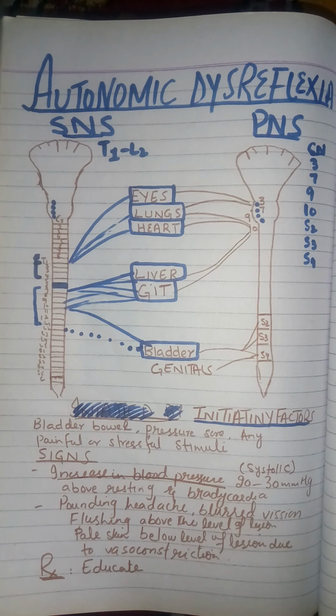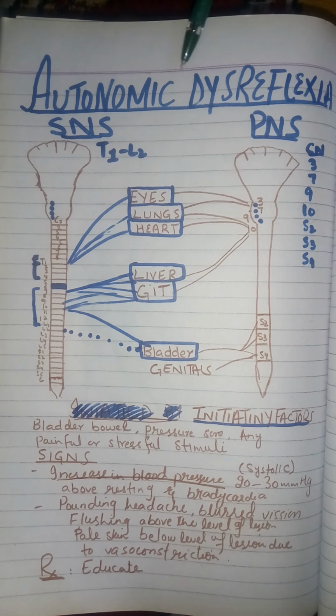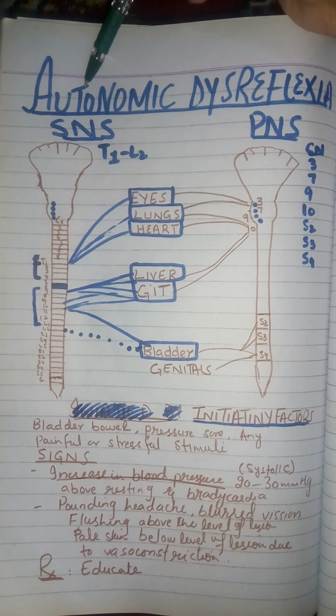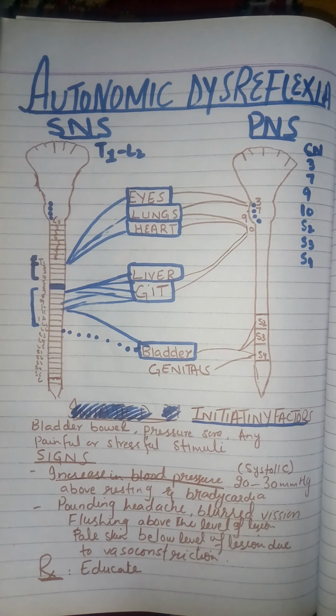Today I'm going to discuss one of the primary complications of patients with spinal cord injury, and that is autonomic dysreflexia. So let's start. As the name suggests, autonomic dysreflexia is something related to the autonomic nervous system. That means the autonomic nervous system has difficulty in producing its reflexes.